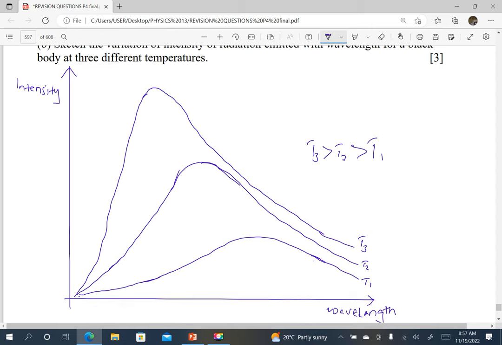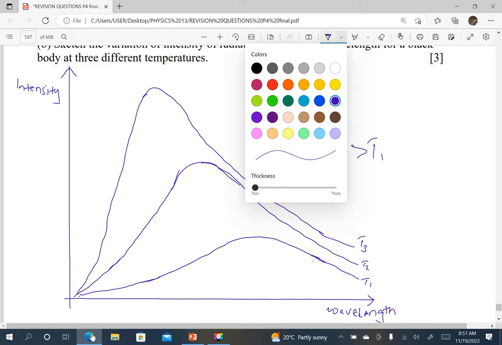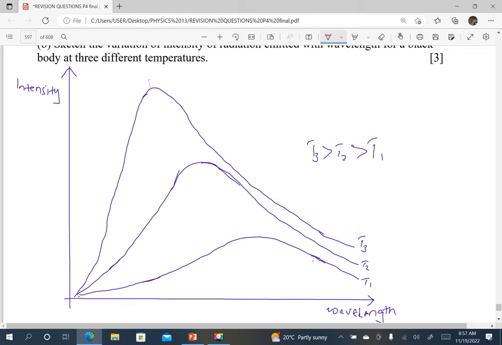Okay, so you see that the peaks have shifted towards the left. That is in accordance with Wien's displacement law. The wavelength at which maximum intensity occurs is inversely proportional to the absolute temperature. So as temperatures increase, maximum intensity occurs at shorter wavelength. In other words, the peaks tend towards the y-axis. So that is the graph that you are expected to draw. This is very important because it tells the examiner which temperature is greater, so that the examiner will know that temperature is increasing as you move towards the one end. Okay.